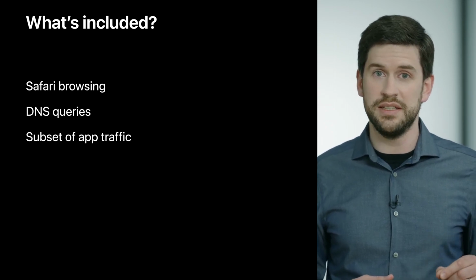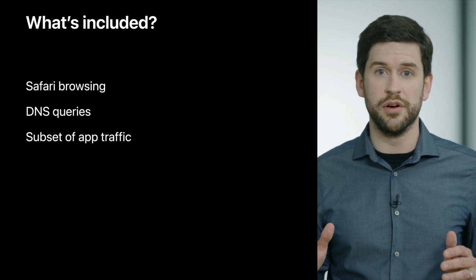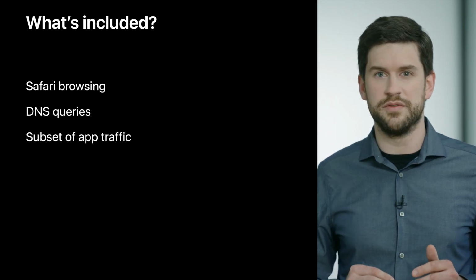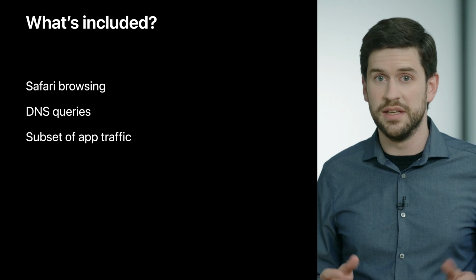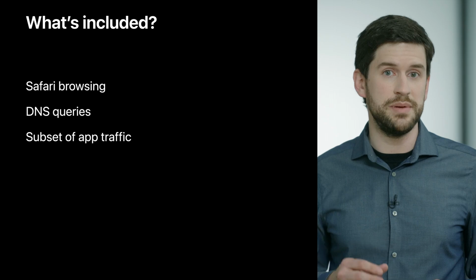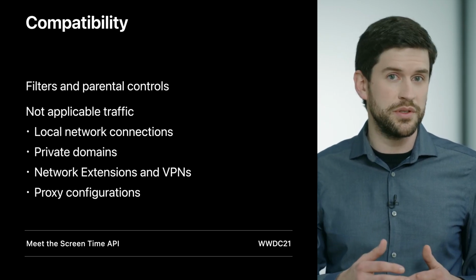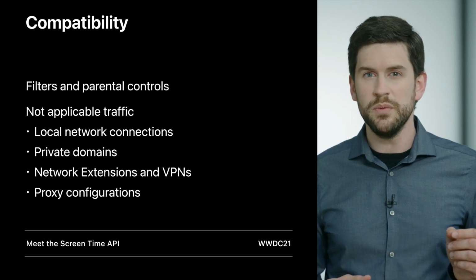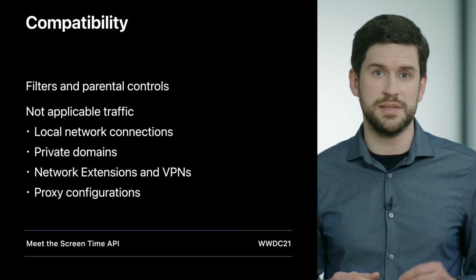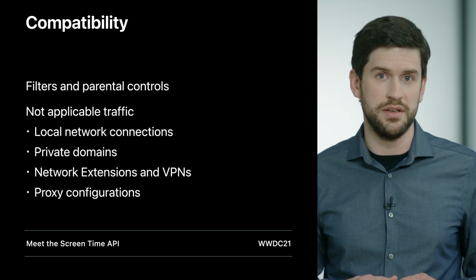In iOS 15 and macOS 12, Private Relay will apply to all web browsing in Safari, all DNS name resolution queries, and a small subset of traffic from apps. Specifically, this will include all insecure HTTP traffic, such as TCP port 80. If your app provides a content filter or a parental controls filter, it will still see traffic before it goes through Private Relay, so you can apply your filters just as before. You can learn more about this in the Meet the Screen Time API session.